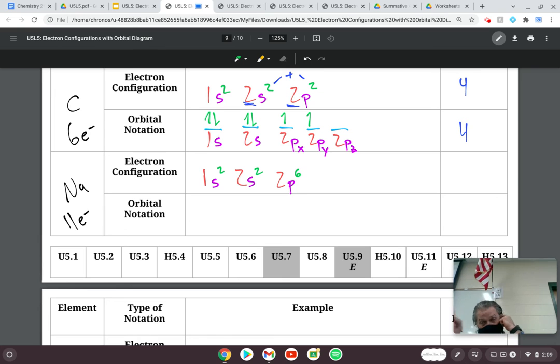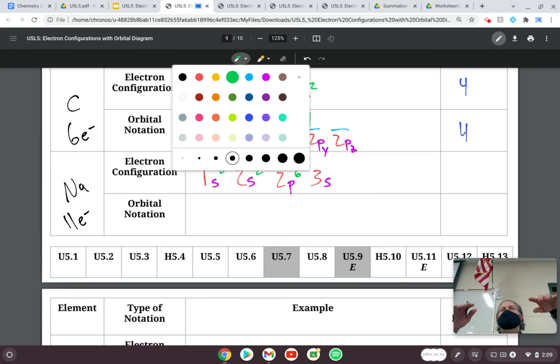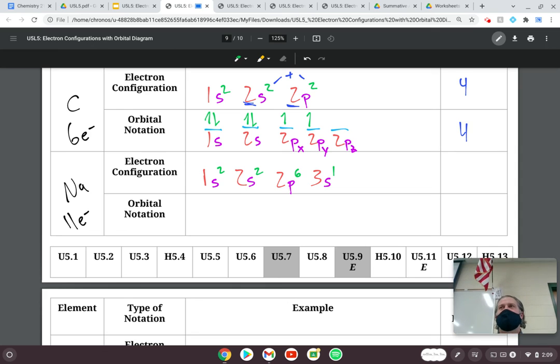Now, at this point, I've used 2 electrons in the first energy level, 2 electrons in the 2s, and 6 electrons in the 2p. So I've used 2 plus 2 plus 6, which is 10. I have 11 electrons to place, which means I have to go to the next energy level. In this case, the next energy level is going to be the 3, and the shape is going to be s. And the number of electrons that the s can hold is 2, but I only have 1 more, so I'm going to write 3s1.